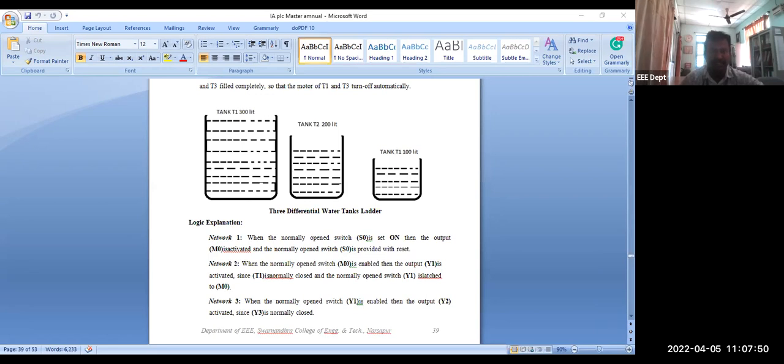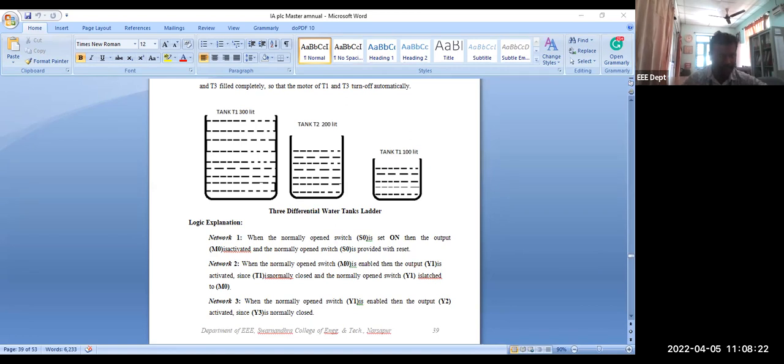So this is the thing. First, we are using S0. Coming to S0, when normally open switch S0 is set on, then the output M0 is activated, and normally open switch M0 is latched to S0. Okay, so that is the first step.